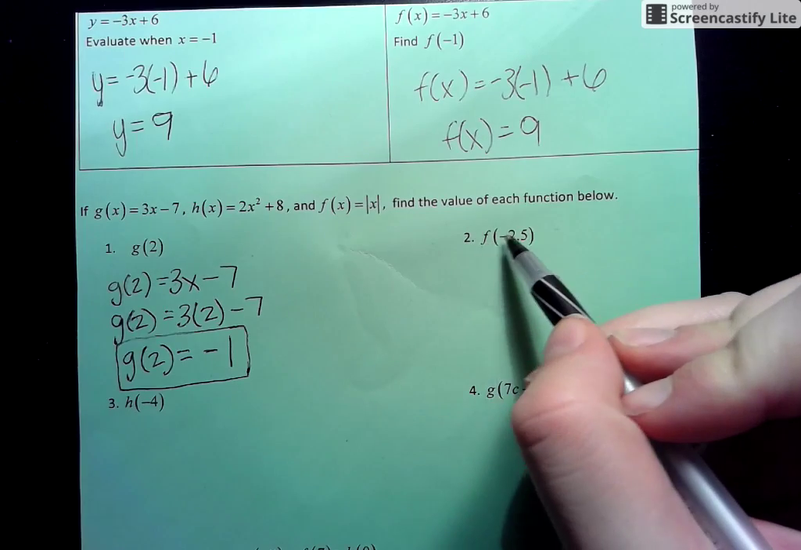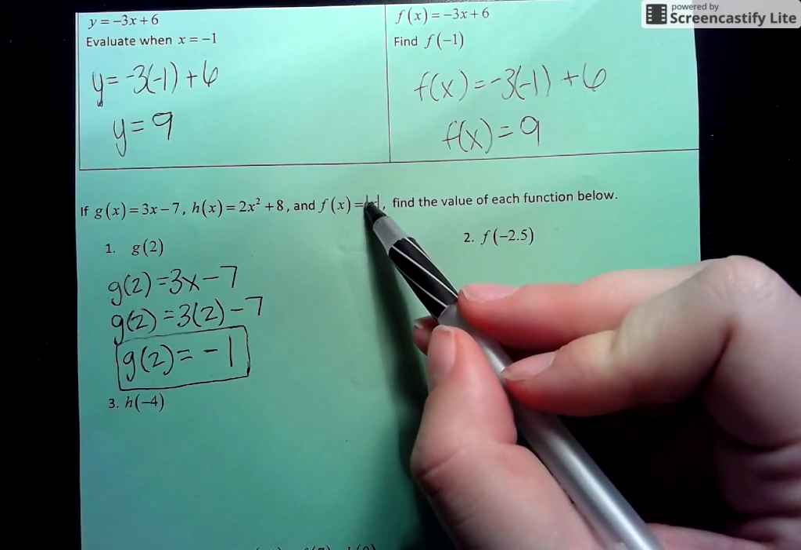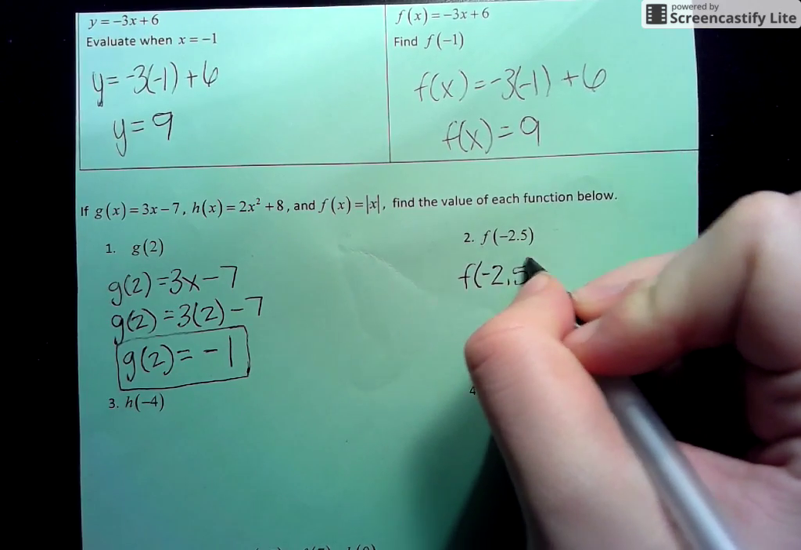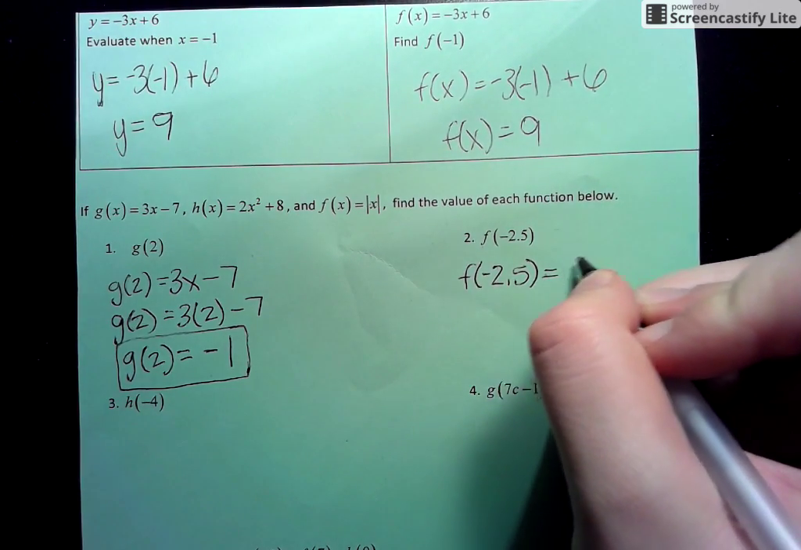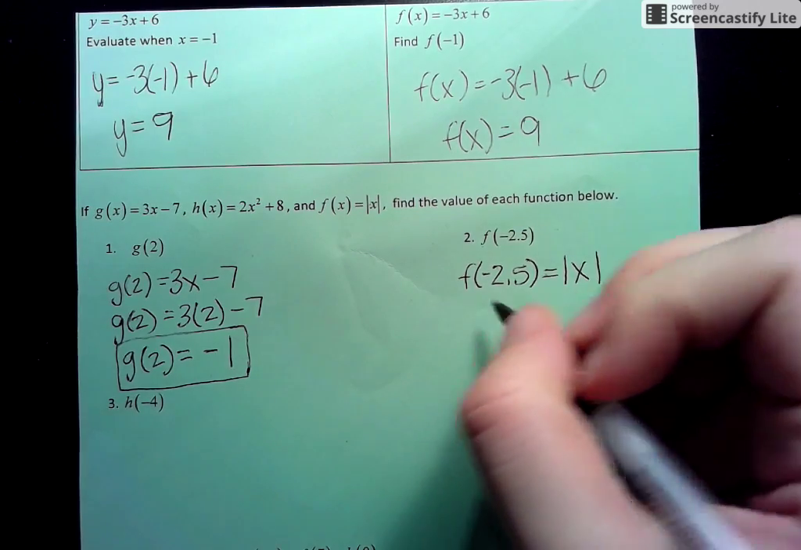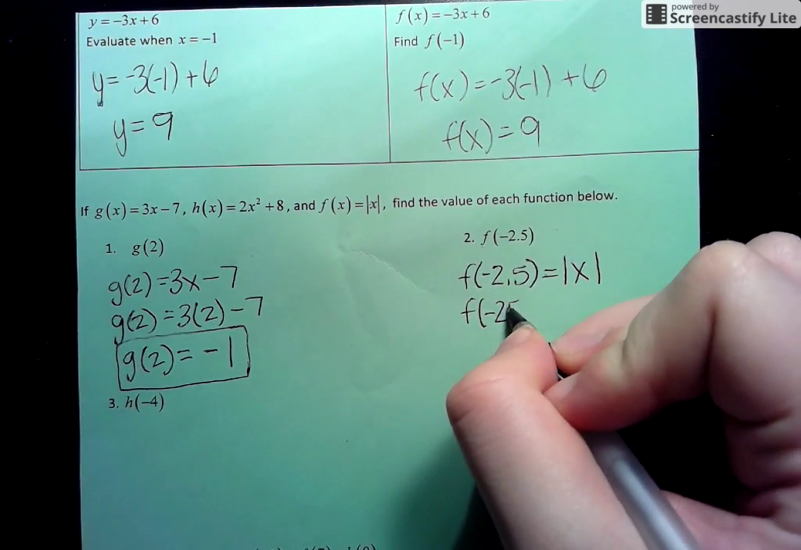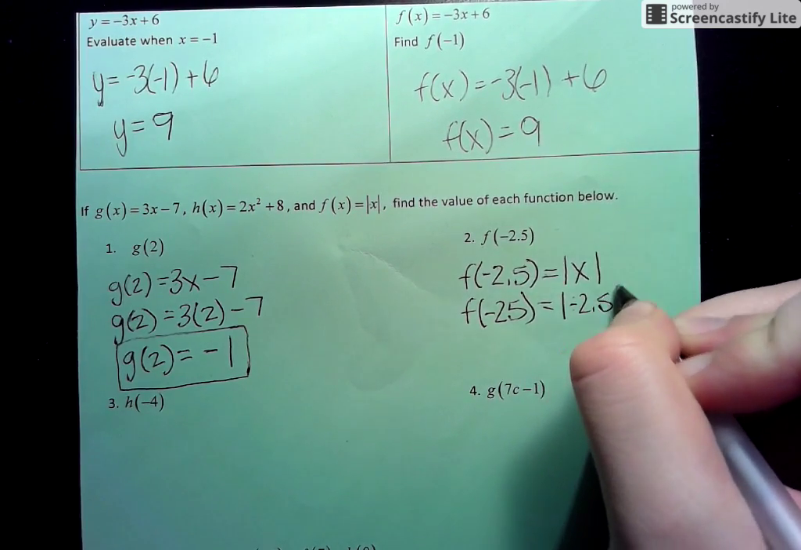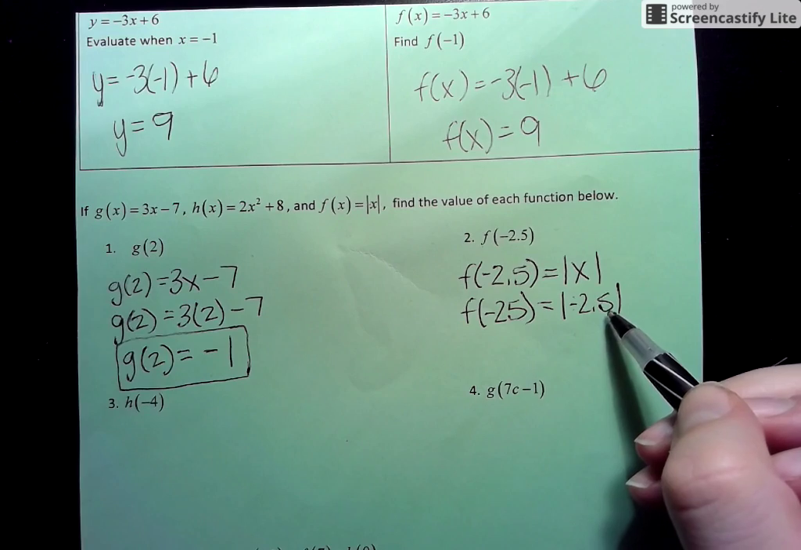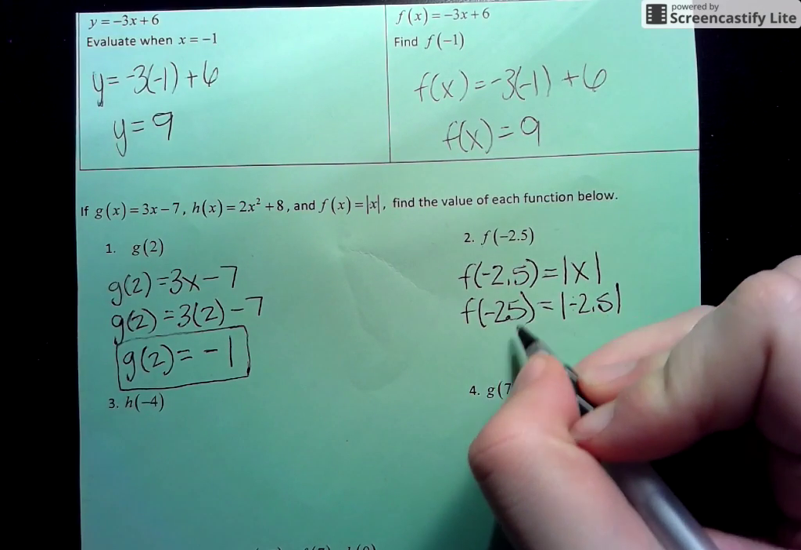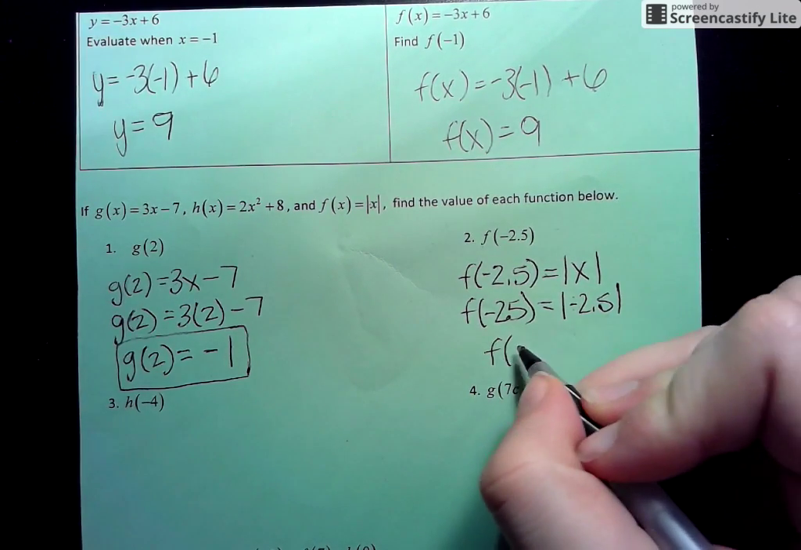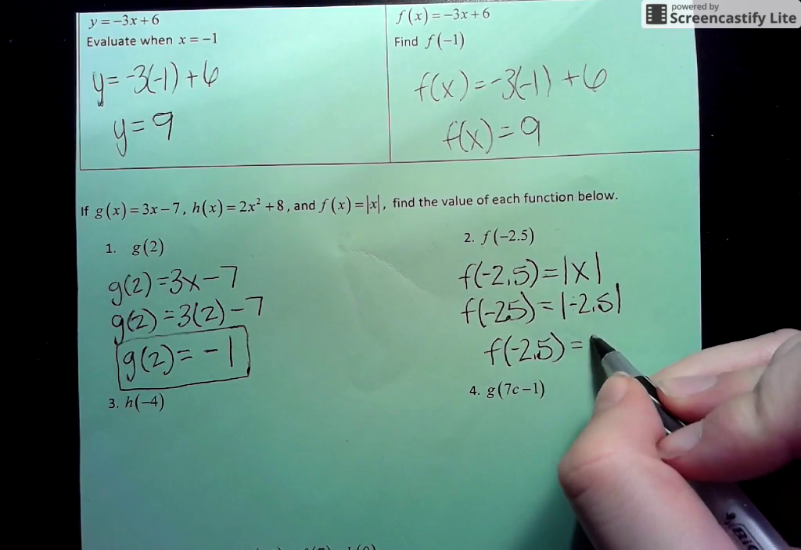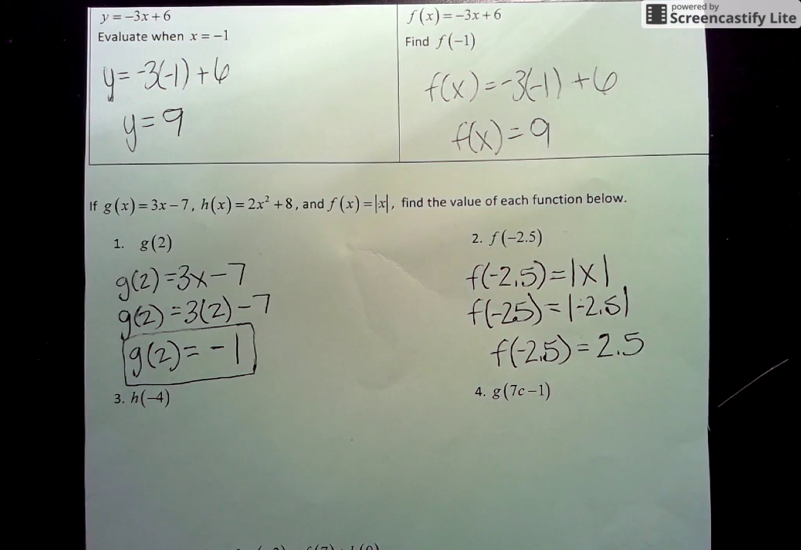Now, because this is f of -2.5, we're going to use this formula. So we have f of -2.5 is equal to the equation, the absolute value of x. You're now going to substitute that in. So it's equal to the absolute value of -2.5. Anything in an absolute value is always going to be positive. So f of -2.5 is going to be equal to positive 2.5.